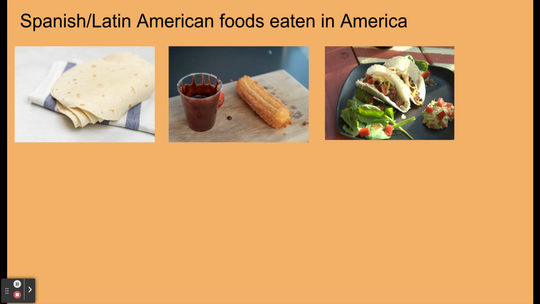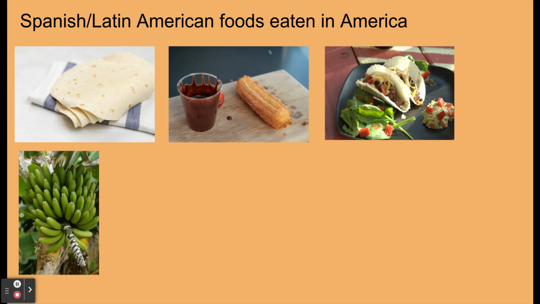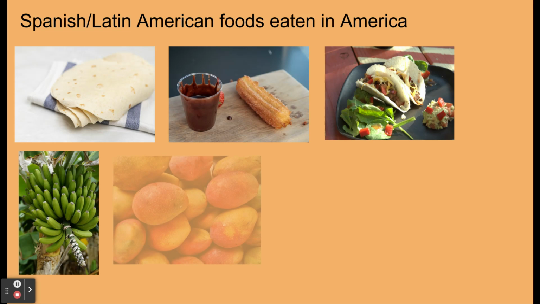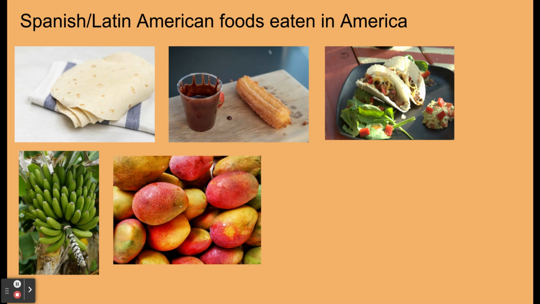You know that, right? Tacos. Those are bananas. They're green. The bananas that we receive here in the United States probably come from Ecuador because Ecuador is the banana export country of the world. Ecuador is in South America. Here are some mangoes or mangos. I think those are from Mexico.